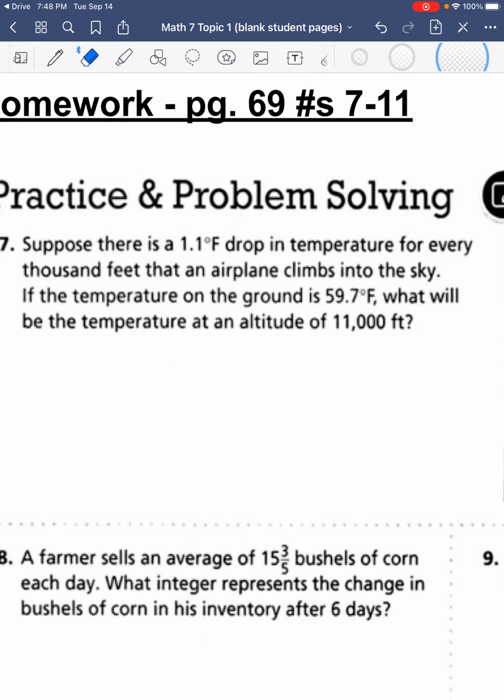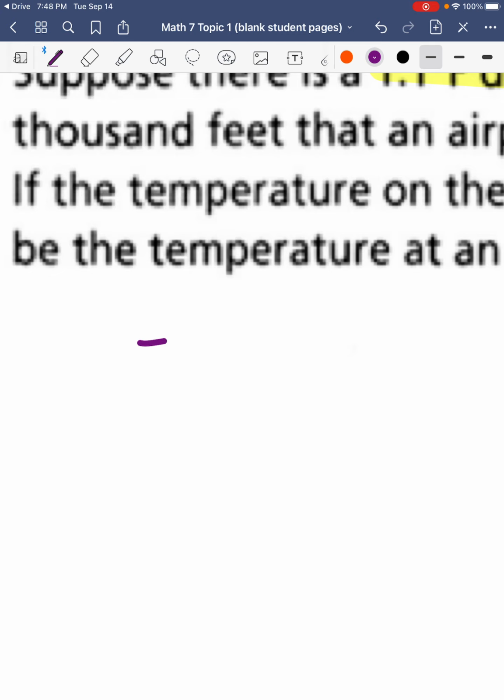So number 7, suppose there is a 1.1 degree Fahrenheit drop in the temperature for every 1,000 feet that an airplane climbs into the sky. If the temperature on the ground is 59.7 degrees Fahrenheit, what will be the temperature at an altitude of 11,000 feet? Okay, so the temperature drops 1.1 degrees Fahrenheit. So what kind of 1.1 is that? Hopefully you recognize that should be a negative 1.1.